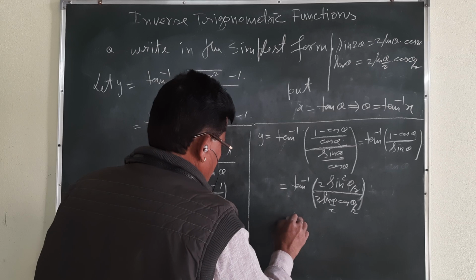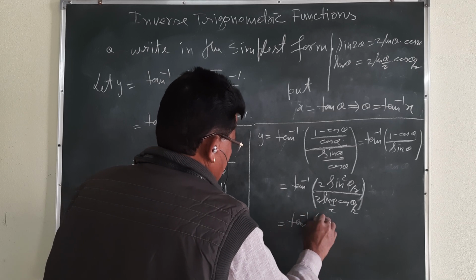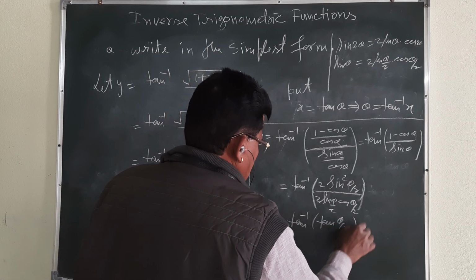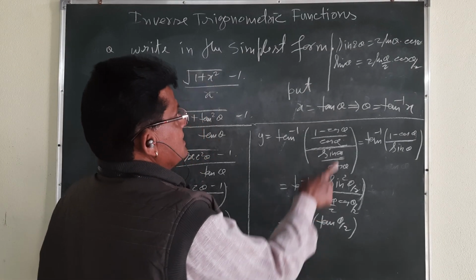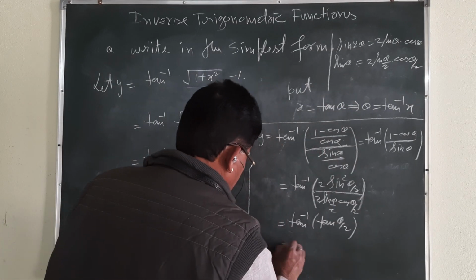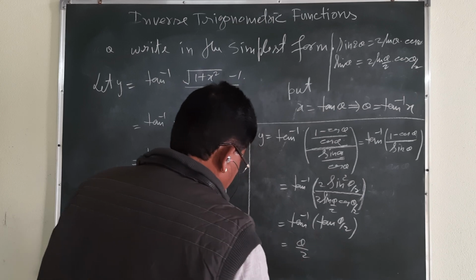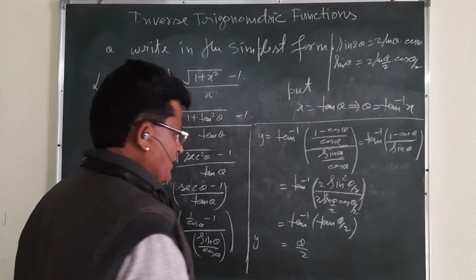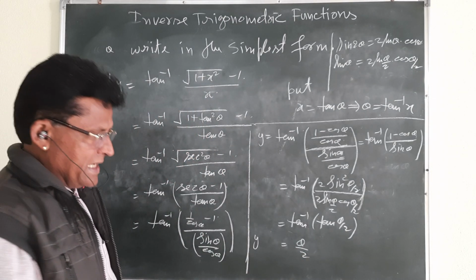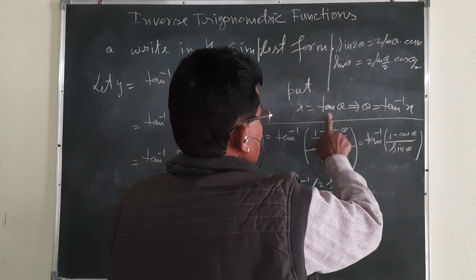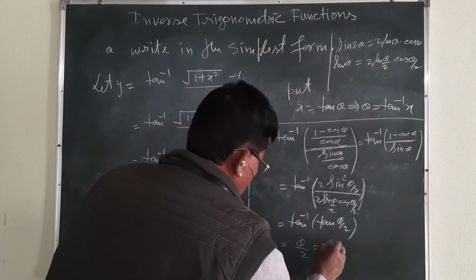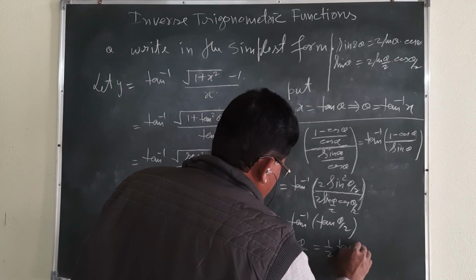It will be equal to tan inverse tan theta by 2, because sin theta upon cos theta is tan theta by 2. Tan inverse tan theta by 2, I told you already, apply that one, that is theta by 2. You see, this is the value of y: theta by 2. And what is the value of theta? I already told you, the value of theta is tan inverse x. So it is 1 upon 2 tan inverse x.